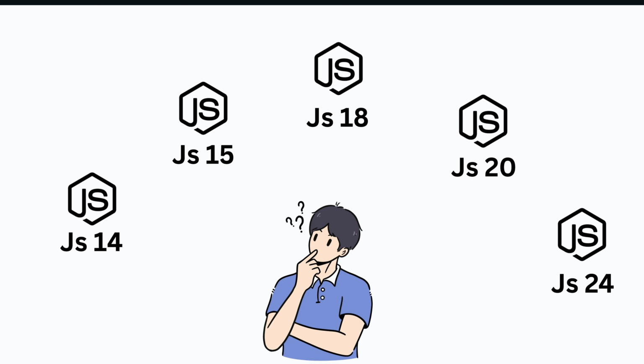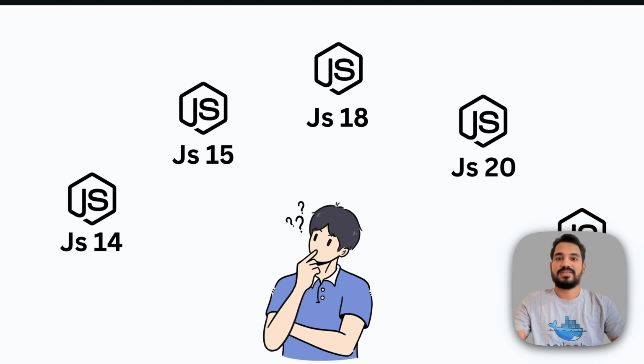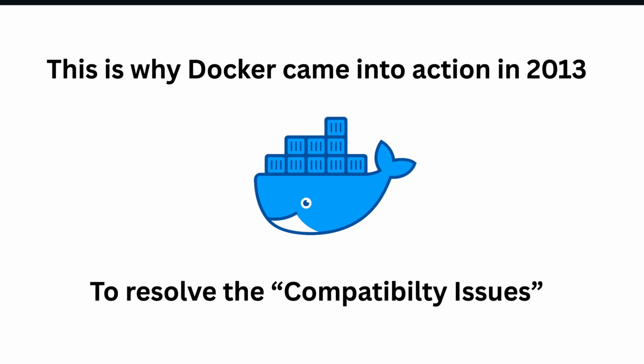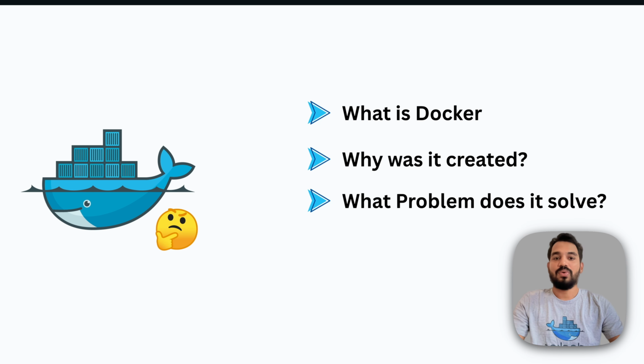We'll be wasting a lot of time upgrading or downgrading the versions of this particular software, and we might also face some huge bugs due to the version difference in the code. These mismatches lead to bugs and wasted time, where the software delivery is delayed compared to the expected one. This is exactly why Docker came into action in 2013, to resolve all the compatibility issues once and for all. So, in this video, we'll be seeing what is Docker, why it was created, and what problem it really solves.